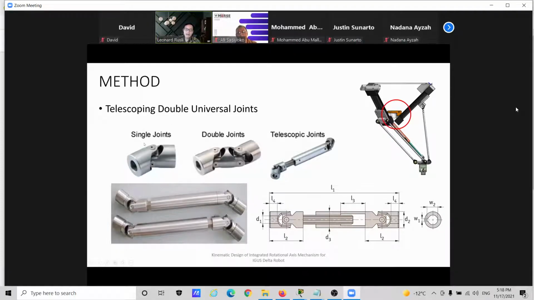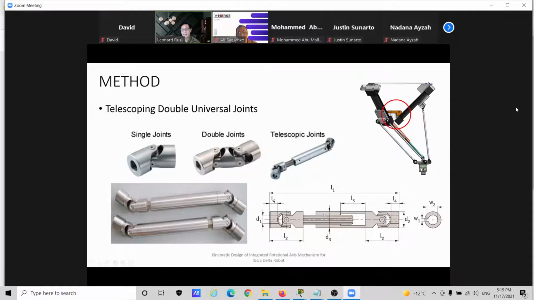A single universal joint is like this, but it does have a fluctuation in terms of the angular velocity. The double U joint will provide a constant velocity as long as we maintain the input and the output shaft on the same virtual plane. However, to maintain the working envelope, we also need a telescopic motion. So in summary, we came up with a double U joint with a telescoping member in the middle.